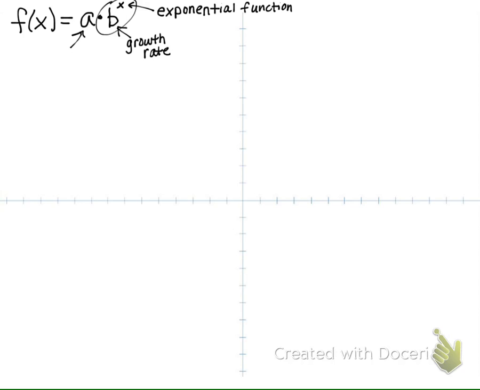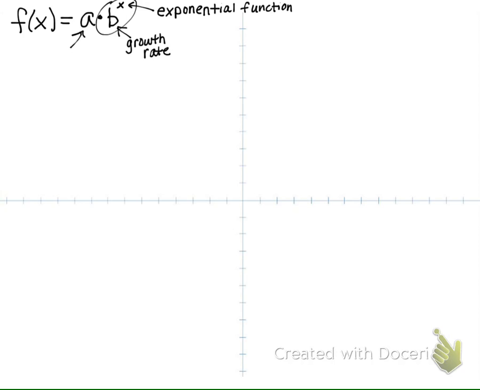It can speed up the growth. It can also slow it down depending on the value of that number. And just like all of the other things we've graphed, if it's negative, it can reflect it, right? Reflected over the x-axis. So that a value actually has the same effect that it had on your parabolas, on your square root functions, cube root functions. That value of a is pretty consistent throughout all of the different functions that we've done so far.